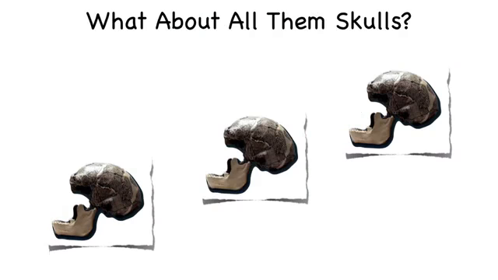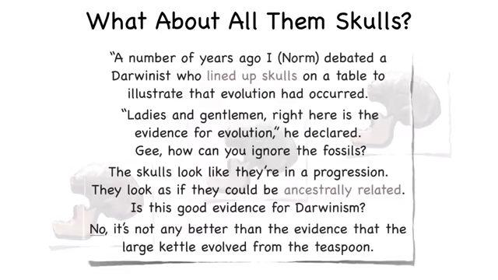This issue of skulls came up in a debate that Norman Geisler had some years ago. As he shares in the book, "A number of years ago, I, Norm, debated a Darwinist who lined up skulls on a table to illustrate that evolution had occurred. 'Ladies and gentlemen, right here is the evidence for evolution,' he declared. 'Gee, how can you ignore the fossils? The skulls look like they're in a progression. They look as if they could be ancestrally related.' Is this good evidence for Darwinism? No. It's not any better than the evidence that the large kettle evolved from the teaspoon."